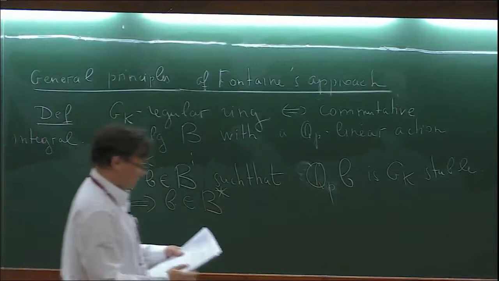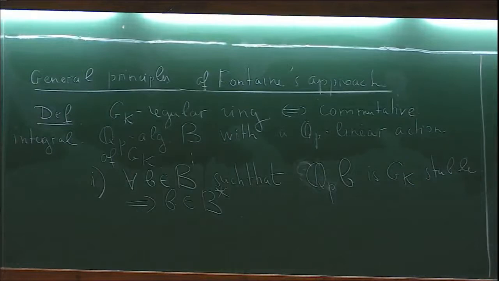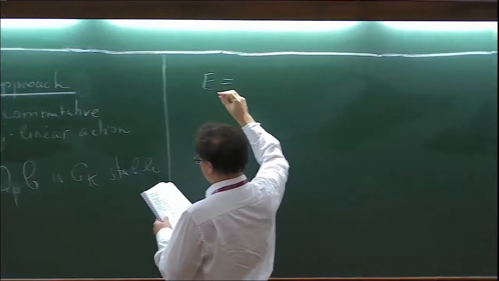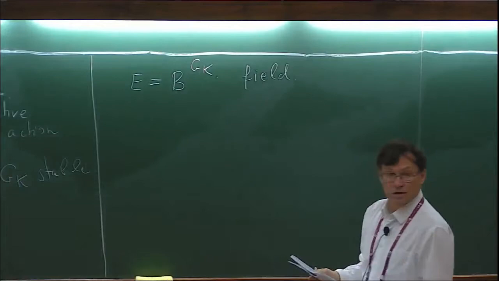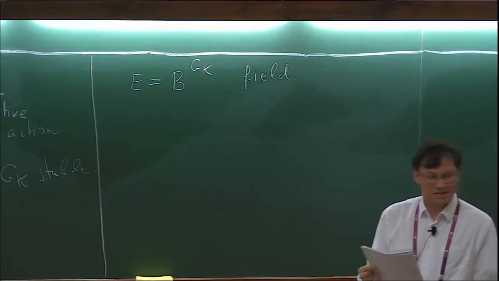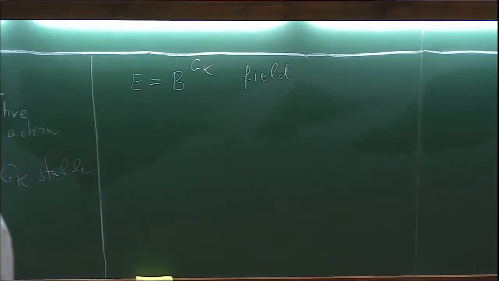So, just before formulating the second condition, we need some construction. So, let's consider the G_K-invariants of B, and from the first condition, it follows that this is a field. Yeah, I said that this is the line, yeah.